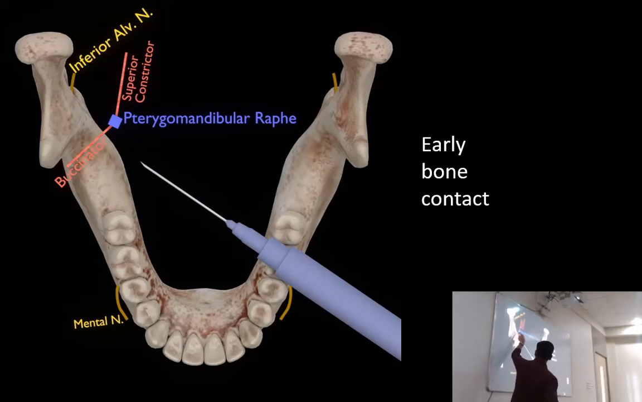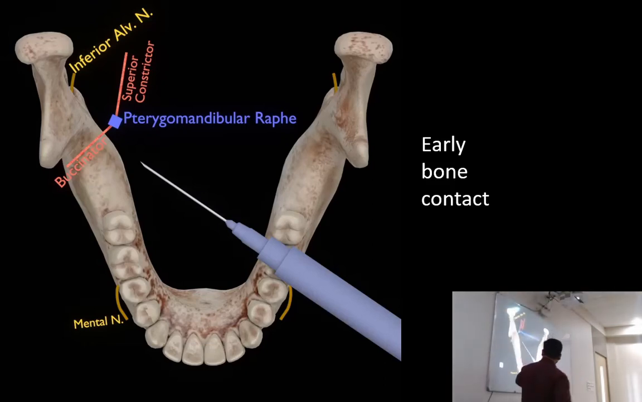Second problem हो सकती है that you don't insert the needle at the 1/4 distance from the pterygomandibular raphe. If you insert the needle too laterally, then you will hit the bone early. Or if you insert the needle too close to the pterygomandibular raphe, or medial to the pterygomandibular raphe, then also it will go like this. It won't hit the bone.